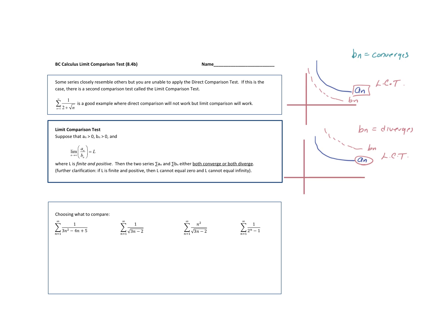To do limit comparison, you're going to divide your a sub n by your b sub n, and as long as you get L, which has to be finite and positive, it does whatever your b sub n does. So just because we get a value, if my b sub n diverges, then my series is also going to diverge. That's the one little caveat to it. Just because you get a value doesn't mean it converges. It does whatever your b sub n does. So if b sub n converges, then my series converges. If b sub n diverges, then my series diverges.